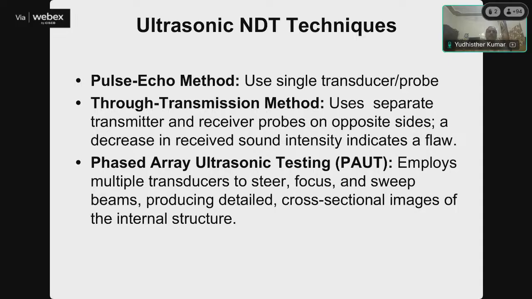There are various ultrasonic testing techniques used. One mainly used is the pulse echo method, which uses a single transducer, or we can also say a probe. A single transducer is used for transmission as well as the reception of the signal and analyzing the defect. The through transmission method uses a separate transmitter and a separate receiver probe on opposite sides. A decrease in received sound intensity indicates a flaw. Phased array ultrasonic testing employs multiple transducers to steer, focus, and sweep beams, producing detailed cross-sectional images of the internal structure.